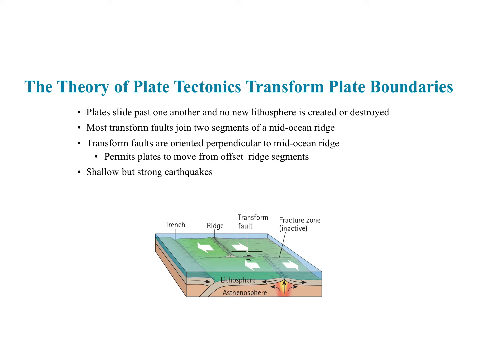Now, another kind of boundary we have is the transform plate boundary. And here we have plates sliding past one another, and that means that no new lithosphere is created or destroyed. Most transform faults join two segments of a mid-ocean ridge, and the transform faults are oriented perpendicular to the mid-ocean ridge. This permits plates to move from offset ridge segments. So this also creates shallow but strong earthquakes.